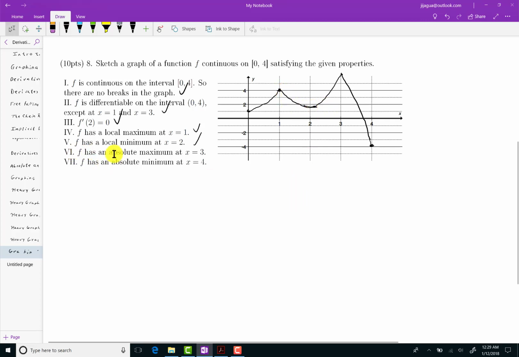F has an absolute maximum at x equal to 3. There it is. And then F has an absolute minimum at x equal to 4. And there you go. So that's the lowest point on the graph at 4, the highest point on the graph at 3.